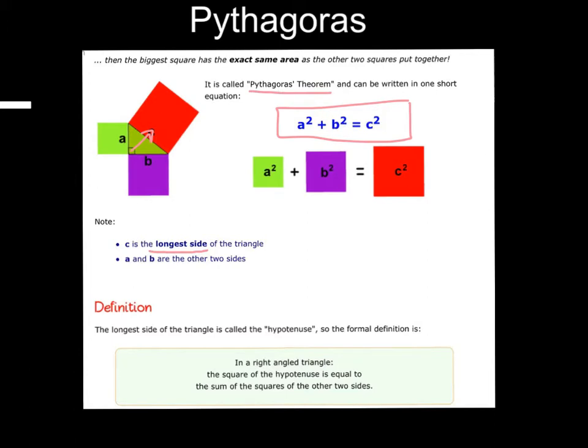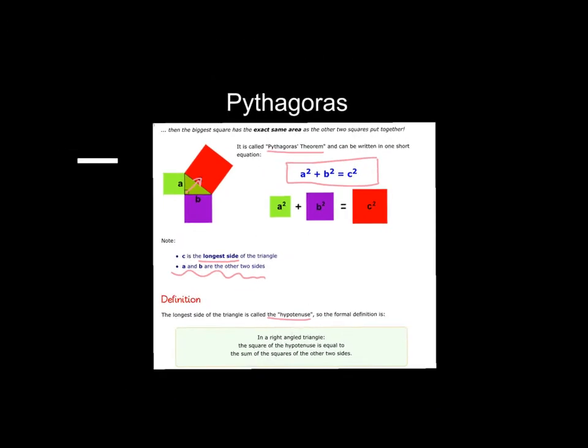A and B, it doesn't matter which way around you label them, are just the two shorter sides. Now you should have covered this in lesson, so it's just a reminder. And remember, a posh way to call the longest side is the hypotenuse. So it only works for right angle triangles. The square of the hypotenuse is equal to the sum of the squares of the other two sides. Now I'm going to talk you through an example.